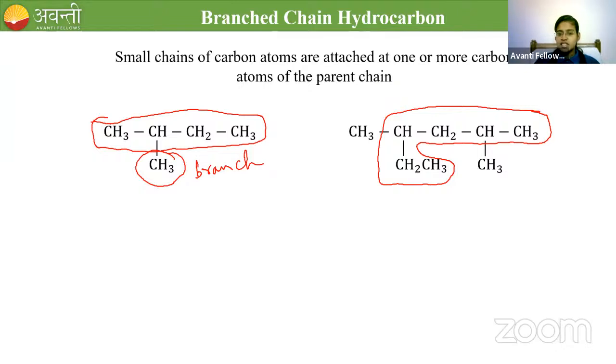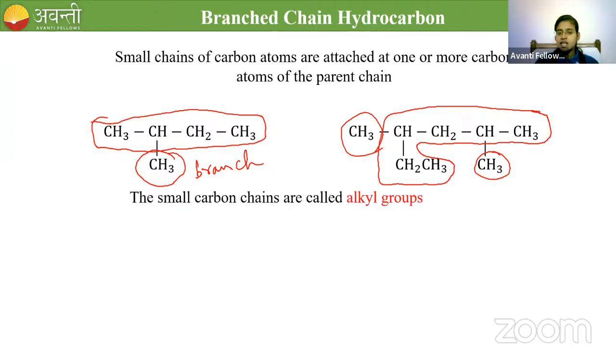This is the parent chain because it has 6 carbons, and these two are the alkyl groups. These two are the small chains. The small carbon chains, the branches, are called alkyl groups. So how are we getting this alkyl group? We should know the reason for that also, right?